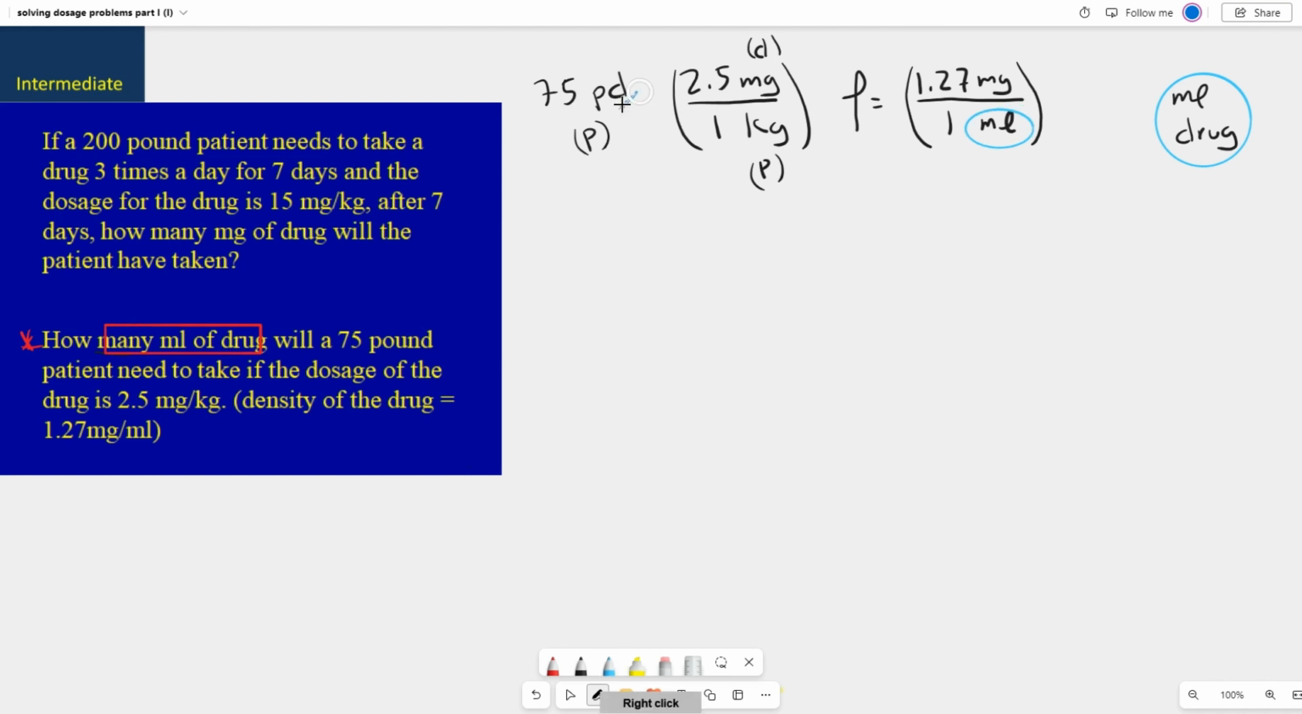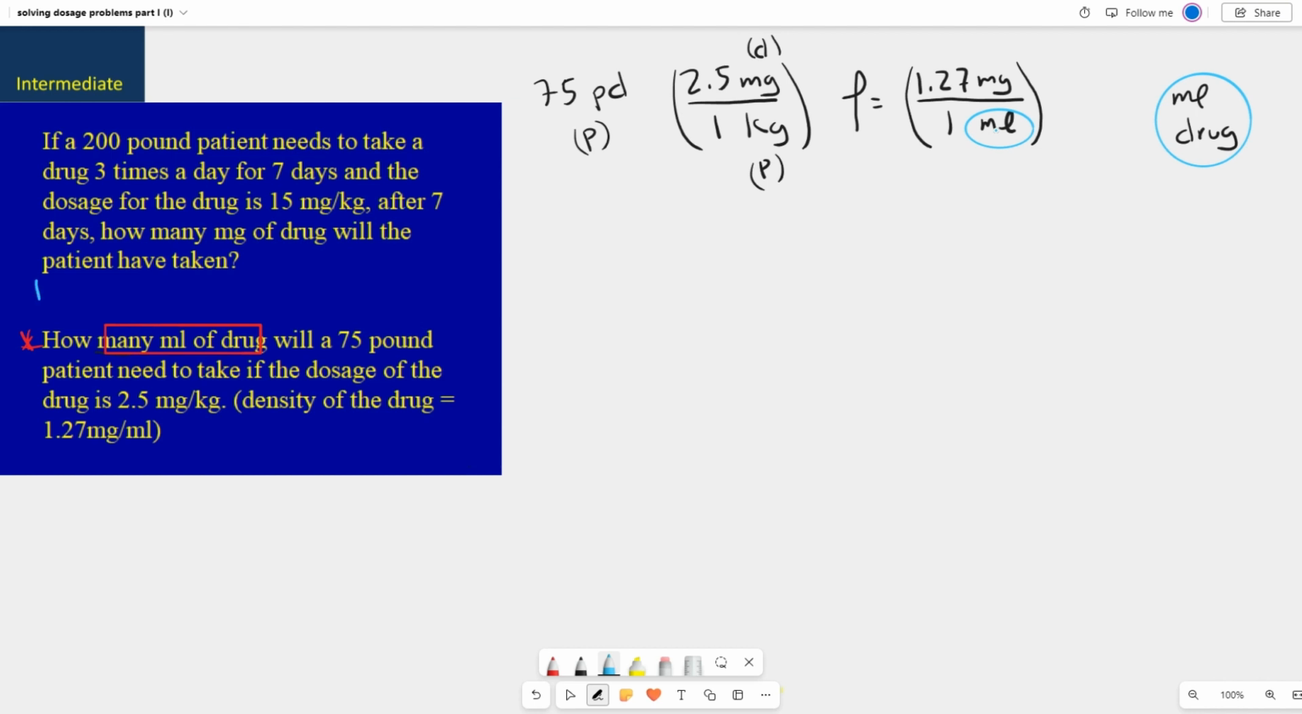So let's see if we can get everything else canceled out. Well, if I convert this person's mass from pounds into kilograms, I can have the mass of the person and mass of the person cancel out. Then I have mass of drug. But we don't want our drug as a mass, we want our drug as a volume. Well, we'll use the density to have the mass of drug cancel out with mass of drug, and the only unit that will be left then is volume of drug. So let's see what steps that's going to be.